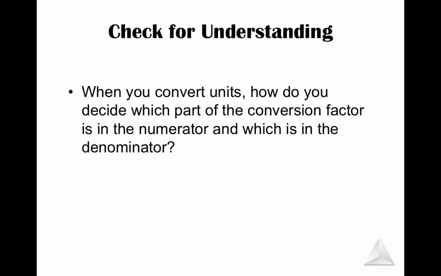So our meters start out on the top, then meters are on the bottom, then centimeters cancel, and we go to inches. Just a small check for understanding: when you convert units, how do you decide which part of the conversion factor is in the numerator and which is in the denominator? Think about this for a second. Try to answer it for yourself or write it down, and then check your answer. In order to cancel units, the conversion factor needs the unit being canceled on the bottom. For example, if the unit centimeters starts in the numerator, then the conversion factor must have centimeters in the denominator. So you always want your units to be able to cancel.